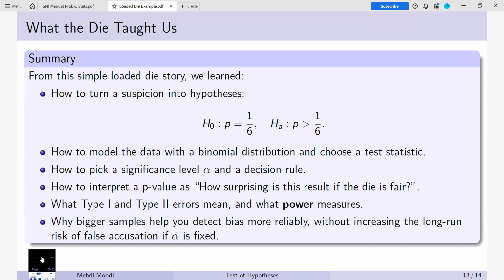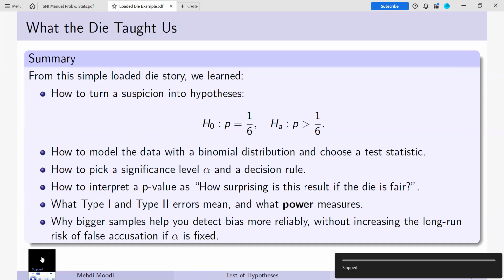Here we connect the dots. Everything in hypothesis testing, from the null to the p-value, shows up naturally in this die example. Once you understand it for dice, it is the same logic for drugs, machines, or any real-world study you will see later.